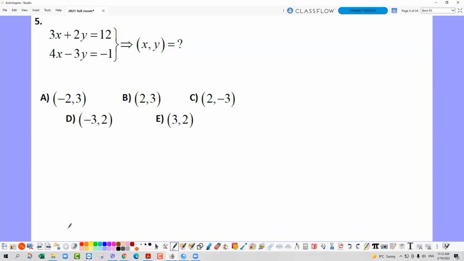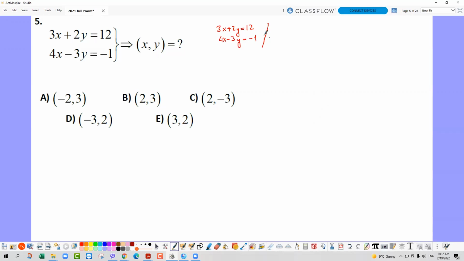Let's continue with simultaneous equations. This is a simultaneous equation, and here I'm going to use the elimination method. For elimination, I should have x or y with different signs like plus and minus, and the same coefficient. But here, 2 and 3 don't have the same coefficient. So I'm going to do 3x plus 2y is equal to 12, and 4x minus 3y is equal to minus 1.